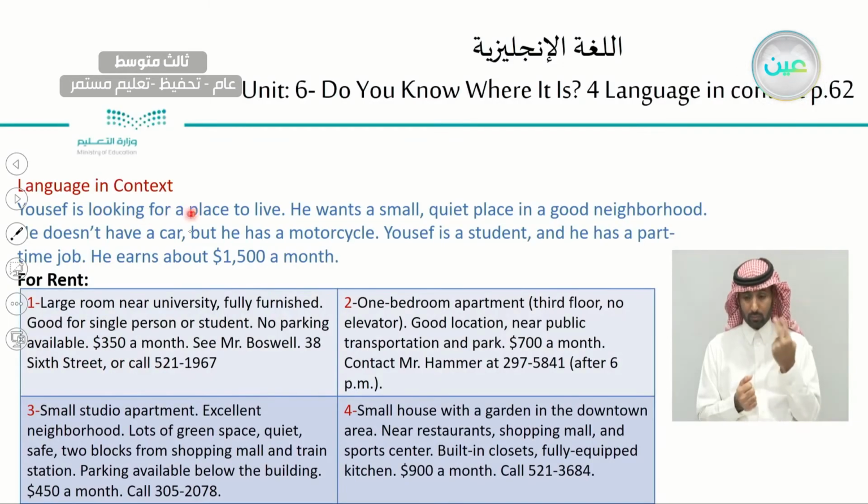Yusuf is looking for a place to live. He wants a small, quiet place in a good neighborhood. Okay, these are the things he is looking for in his place. He doesn't have a car, but he has a motorcycle. Yusuf is a student and he has a part-time job. He earns about 1,500 a month. This is his salary and he has a motorcycle.